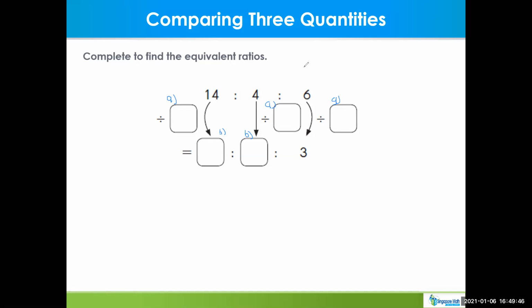So basically we are dividing all of them by 2. Good. So we're dividing all of them by 2. This one, 14 divided by 2 becomes 7. And then 4 divided by 2 is 2. So it becomes 7 is to 2 is to 3. So there you go.